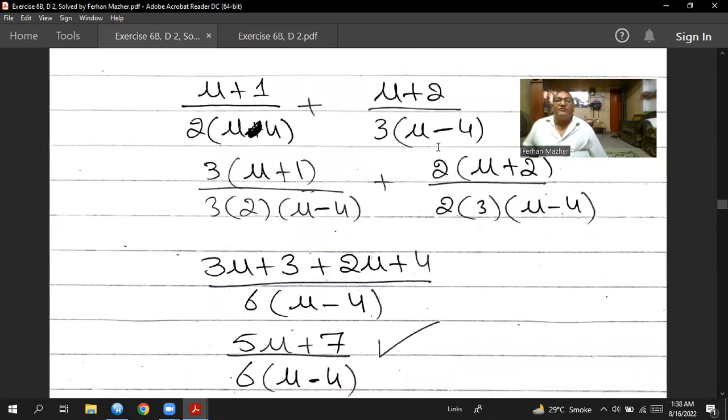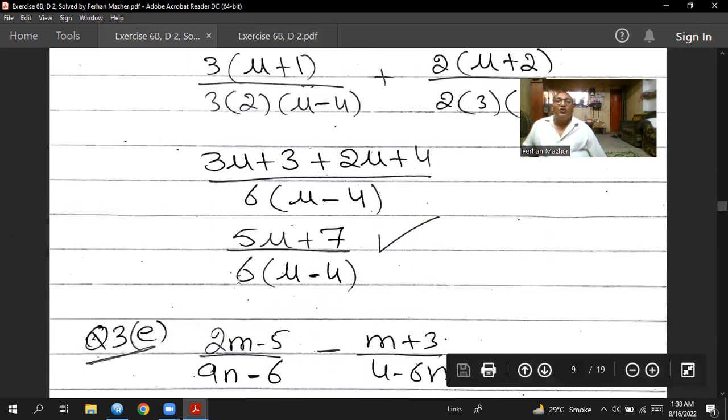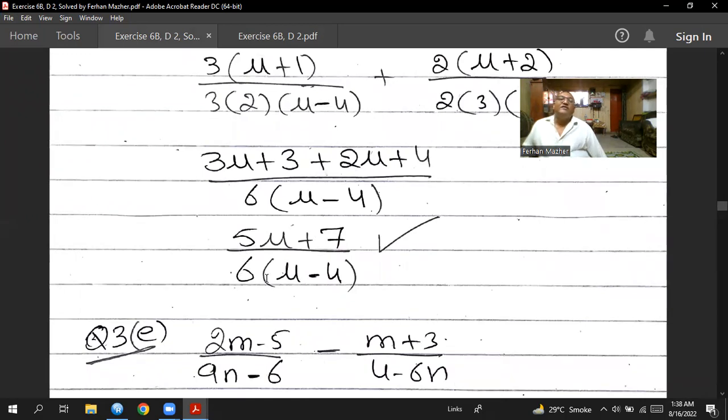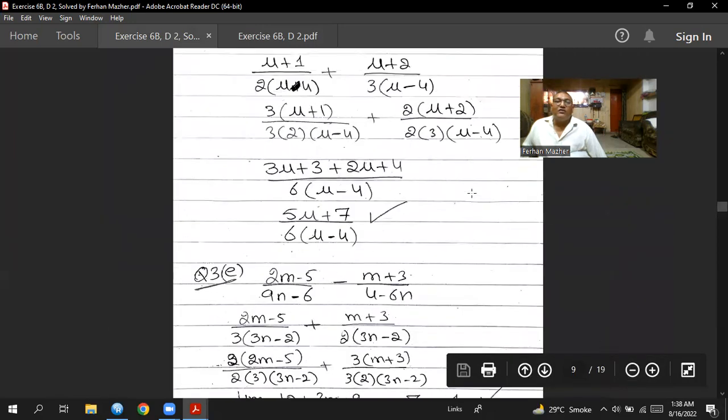Now, in this fraction, upstairs, downstairs, multiply with the 3. And in this fraction, upstairs, downstairs, multiply with the 2. So downstairs here, you will have 6 bracket u minus 4 bracket close. Here you also will have 6 bracket u minus 4 bracket close. So I can write a single fraction. You can see I've written here 6 bracket u minus 4 bracket close. Here upstairs, you will have 3u plus 3, and here you will have 2u plus 4. So you will have 5u plus 7 upstairs, and downstairs it will be 6 bracket u minus 4. So this is how you will do this question.